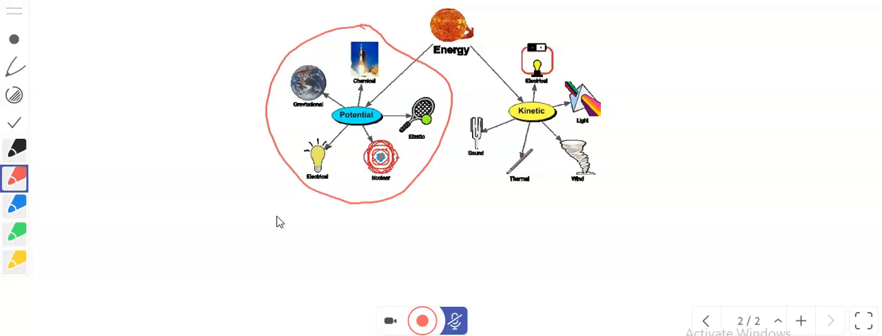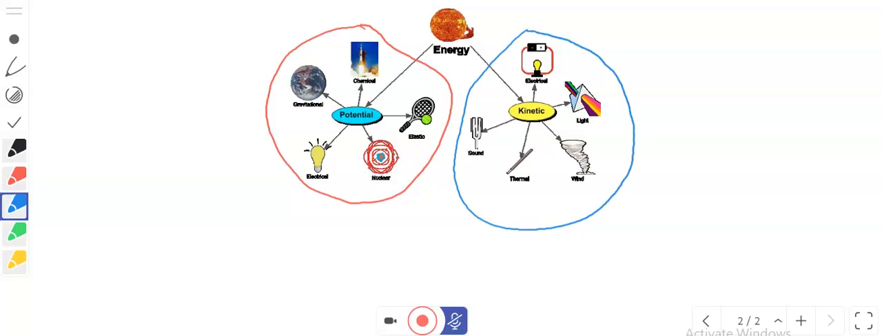And for kinetic energy, examples of energy being released that we see in daily life are electrical energy, light energy, wind energy, thermal energy, and sound energy. These are things that you see all the time. Like being in your room, you turn on the lights, that's electrical. You go outside and the sun is shining, that light heats you up. There's a combination of light and heat right there.